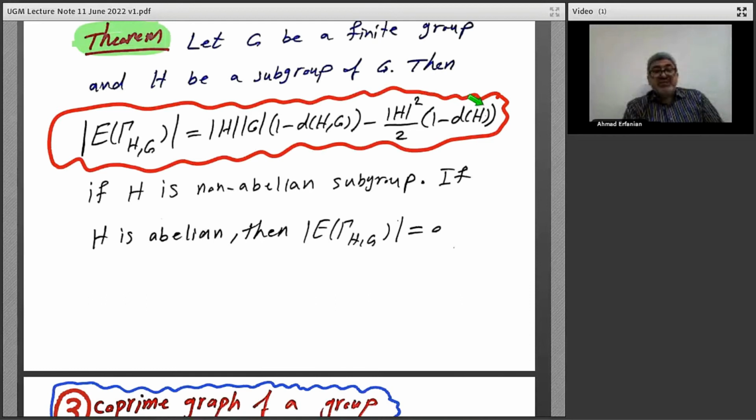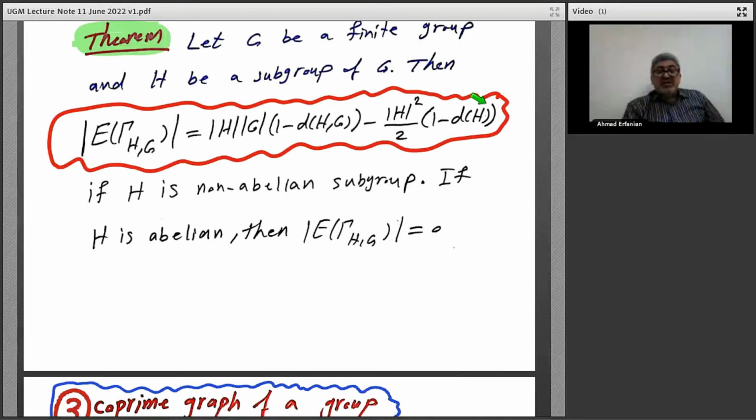The main point is that in the relative commutativity degree, if we put H as the whole group, because we know that one of the subgroups of G is G itself, so if H is G, then we will get the usual non-commuting graph gamma G. So here is the number of edges of the relative non-commuting graph in terms of the relative commutativity degree, which I introduced in the previous part of my talk, and also the commutativity degree of subgroup H.